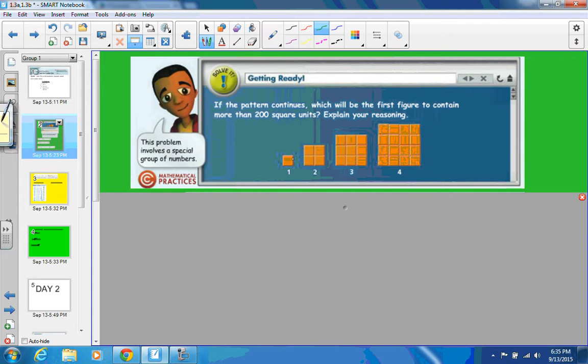So this is a 1 by 1 square. So 1 times 1, or 1 squared, equals 1. The second one is a 2 by 2 square. So we're going to do 2 squared, 2 times 2, and that's going to be equal to 4. So the area of that square is 4.